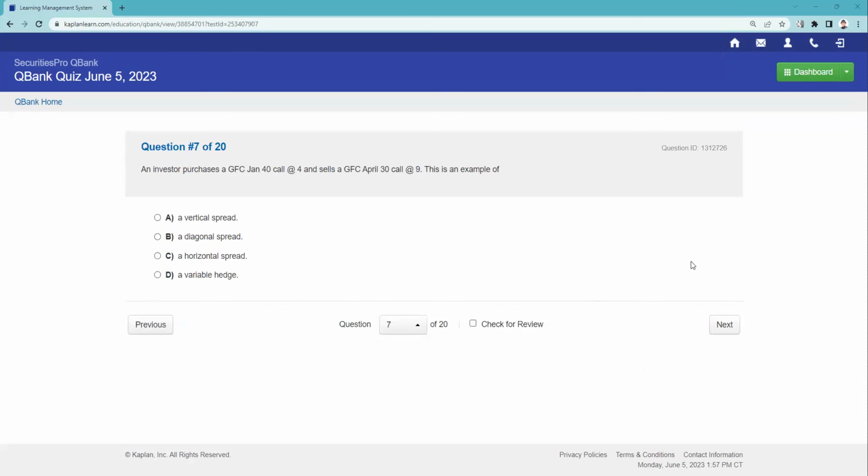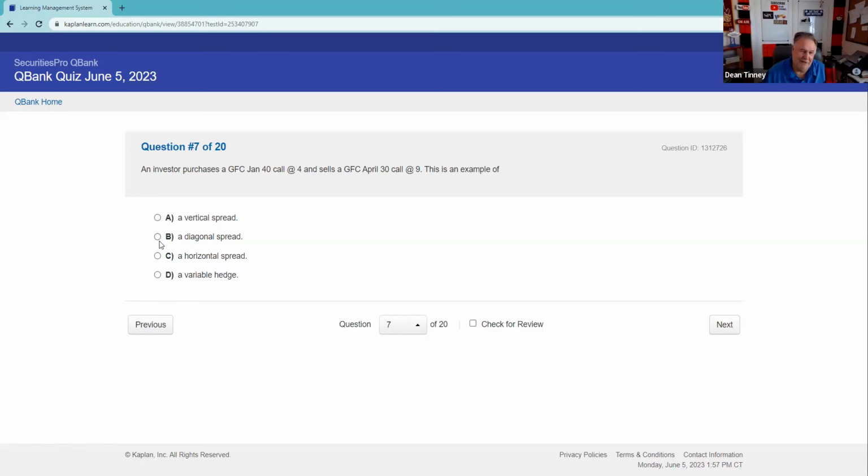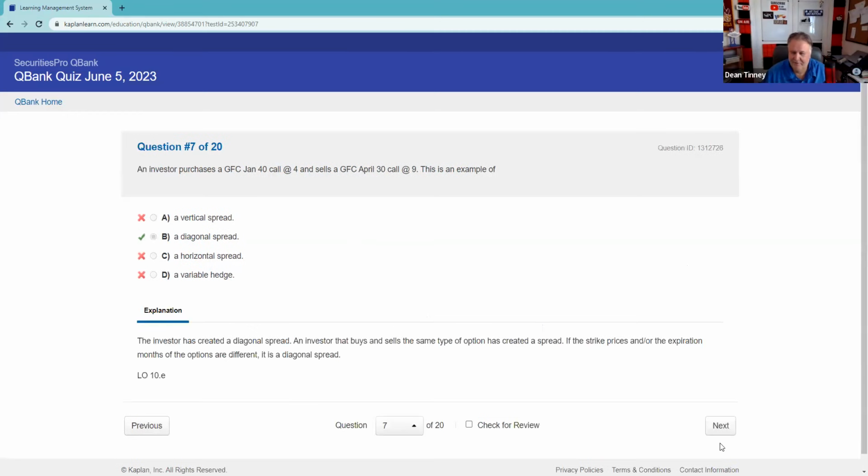Okay, this is... so the months are different and the strikes are different. A diagonal. Perfect.